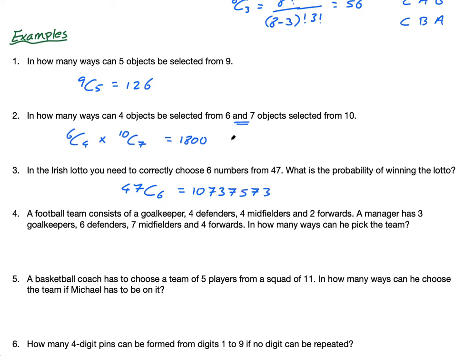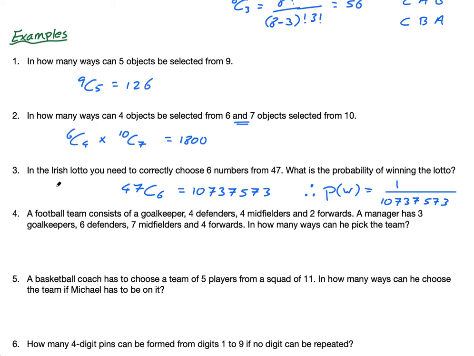So the point I was making in the lesson, whenever I mentioned this, is if it costs €1 to play and the prize is like €2 million, it's not a good investment to play the lotto, because the question here is, what is the probability of winning? So therefore, probability of winning is 1 out of 10,737,573. Unless the prize is more than 10 million, I don't want to play.